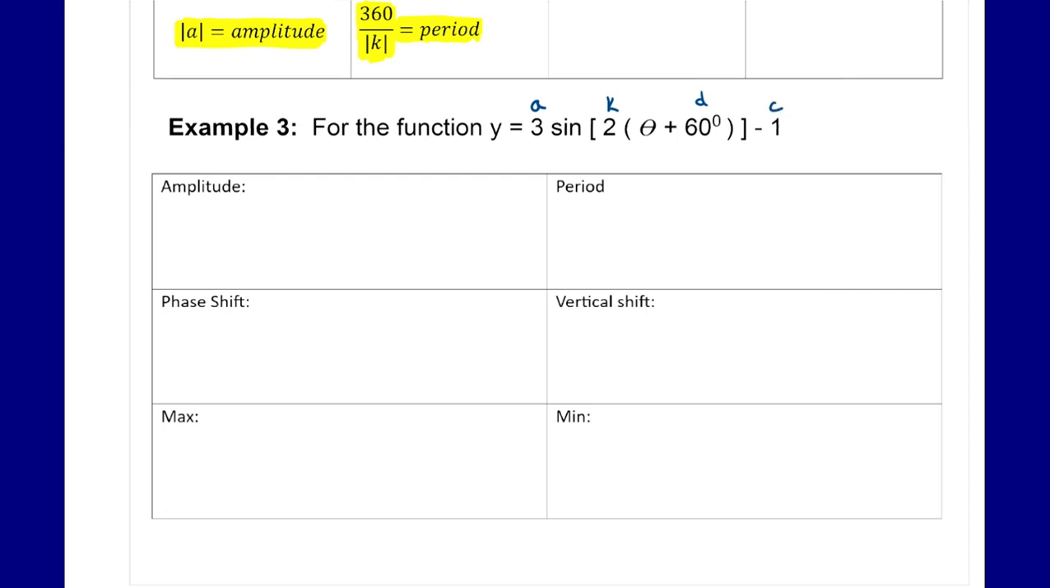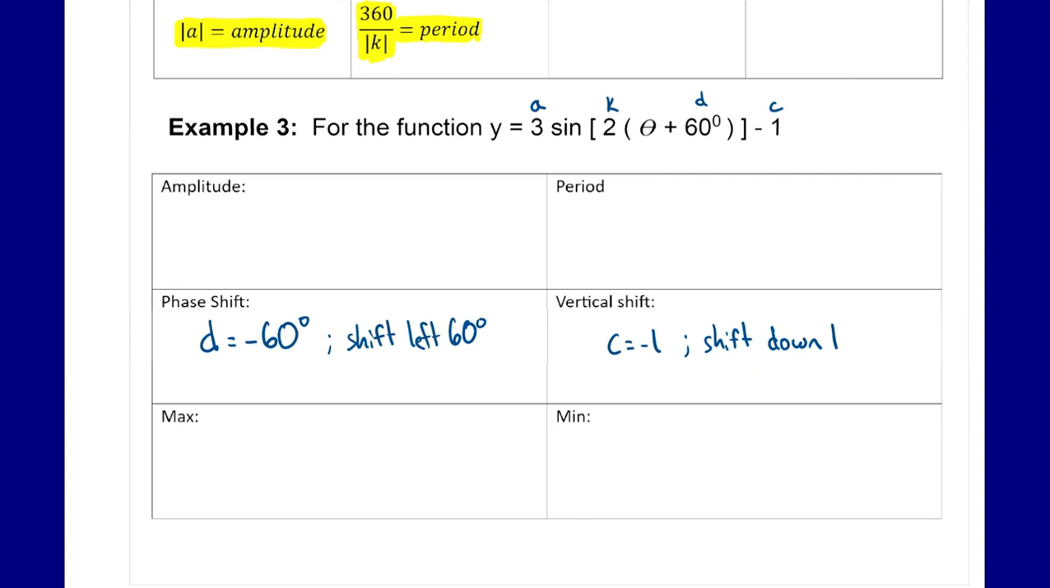The easiest ones are going to be the D and the C value, or our vertical shift and our phase shift. So D is phase shift. It's positive in the function, so it is actually negative. So D is minus 60 degrees, which means we shift left 60 degrees. The vertical shift, our C value is -1, so this means we shift down 1.